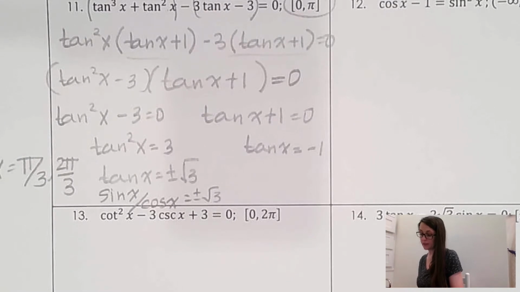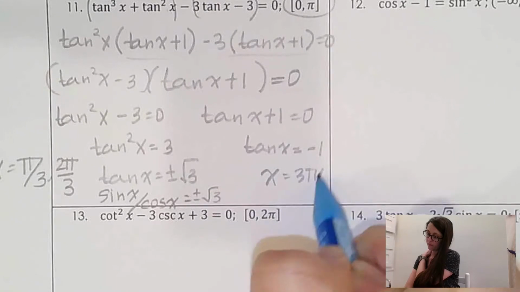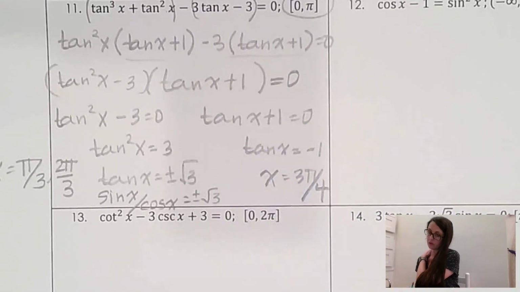And now where is tangent of x going to be equal to negative 1? So sine of x over cosine of x is equal to negative 1. So that could be maybe on the unit circle, maybe on your x and y axis, or it could just be square root of 2 over 2, right? And square root of 2 over 2. So that would be 3 pi over 4 on the unit circle.